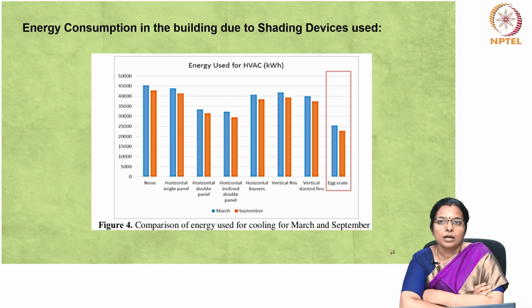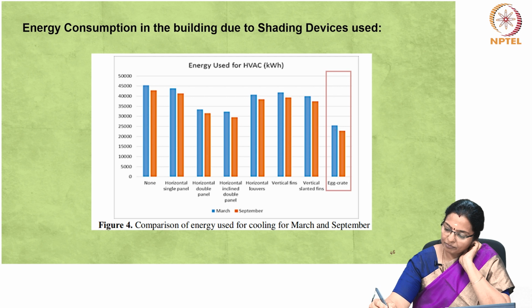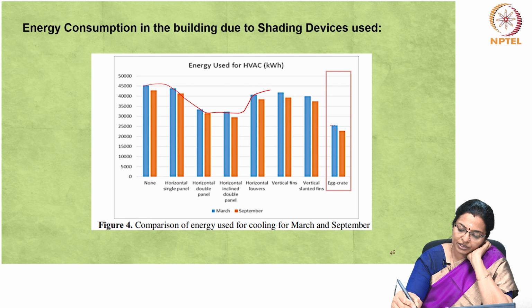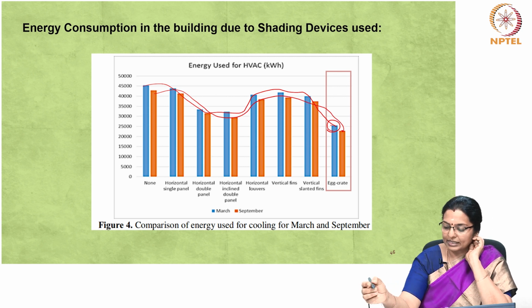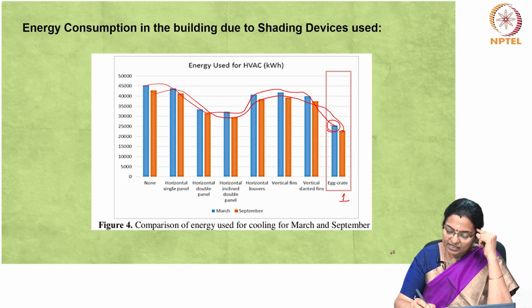output. So, in this figure, this illustrates a consistent trend in energy consumption between March and September, and we can see that egg crate, this is March, egg crate has the least energy consumption for March, and also egg crate has the least energy consumption for September. So, this stands out as number 1. We can see that the horizontal panel, single panel is least effective. So, this can rank as 7th.